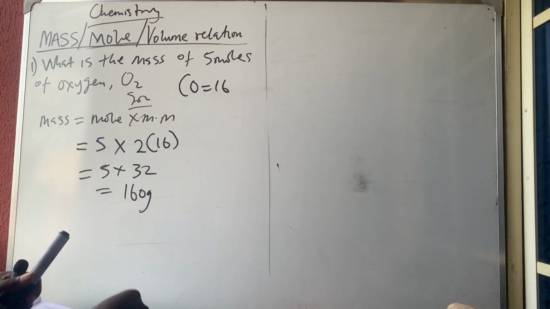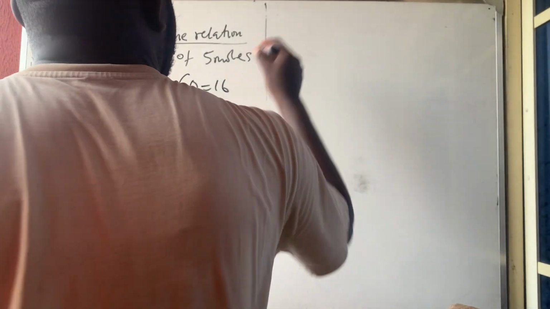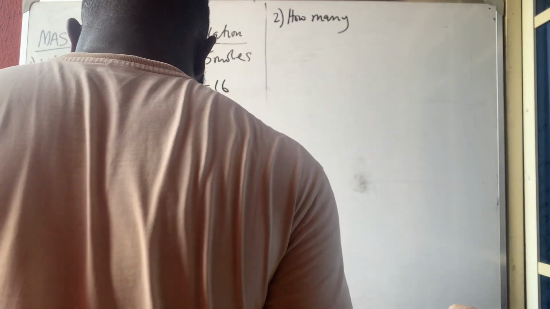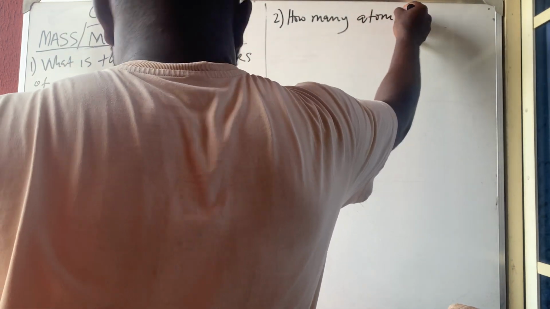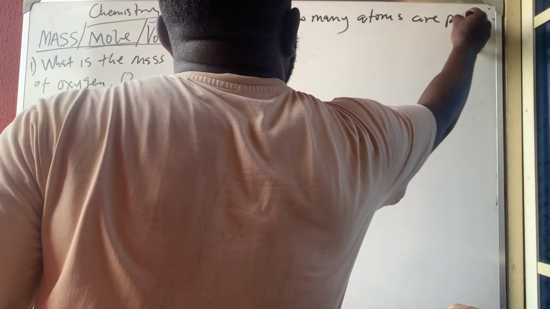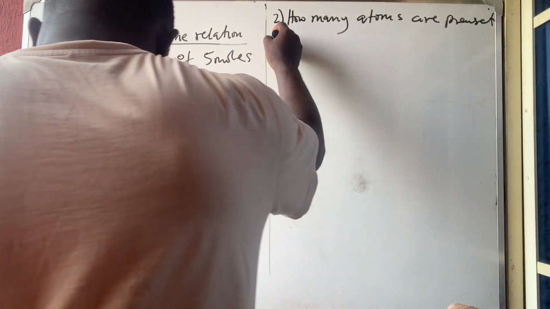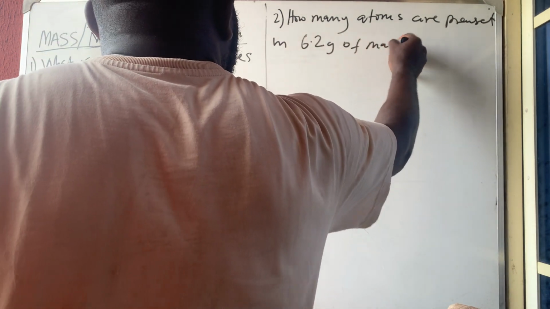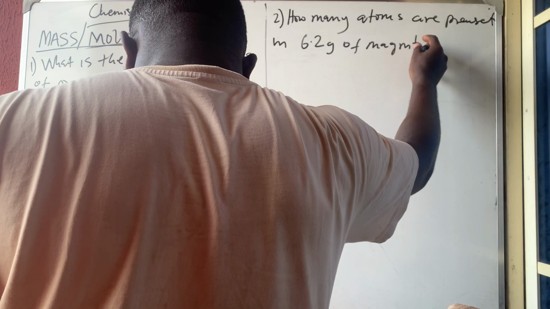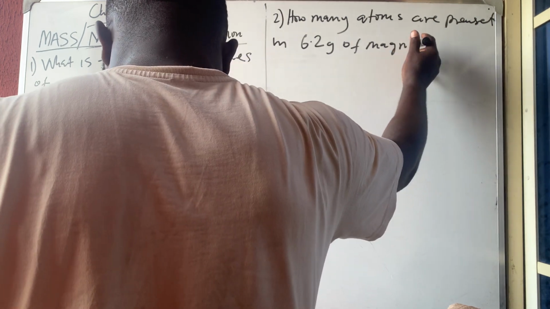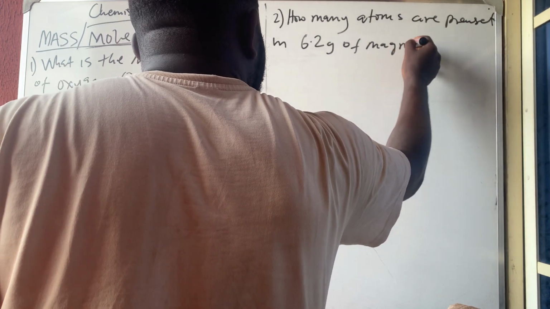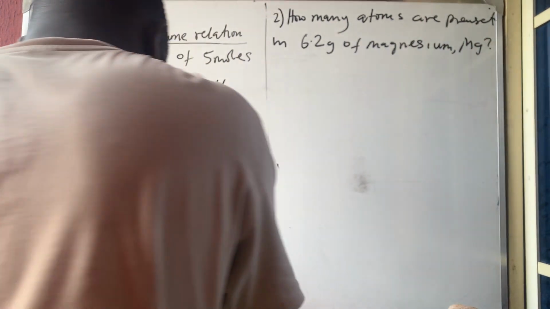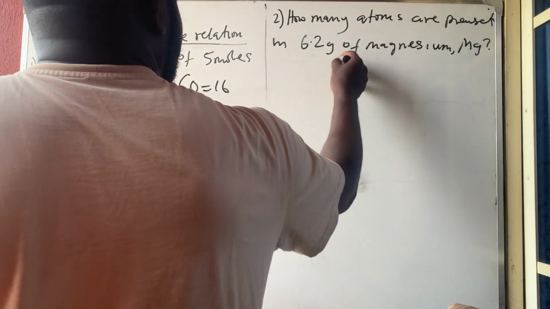160 gram. Very simple. Number 2, how many atoms are present in 6.2 gram of magnesium, Mg? Now, solution.